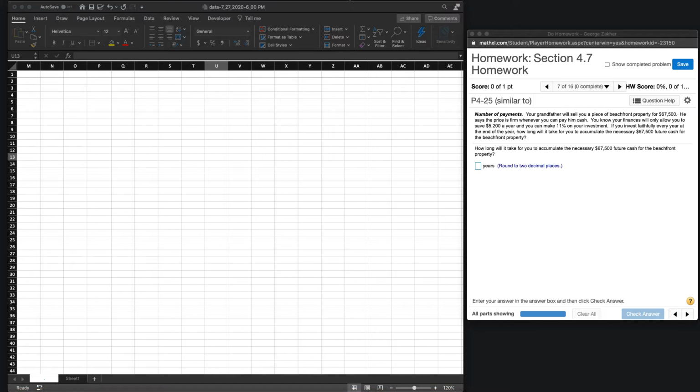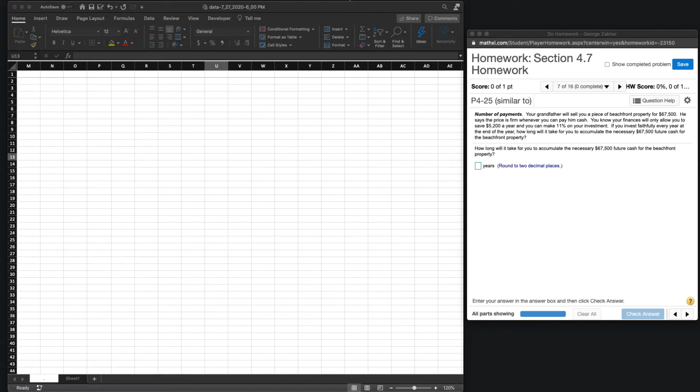So it looks like your grandfather's doing pretty well, but he's got a beachfront property and he's willing to sell it to you for $67,500. Now, you know that you can save $5,200 a year, and based off of that savings, you can get a rate of return of 11% on that investment. So if you invest faithfully every year, if you put in that $5,200 at 11% interest, how long will it take you to accumulate the necessary $67,500 future cash for the beachfront property?